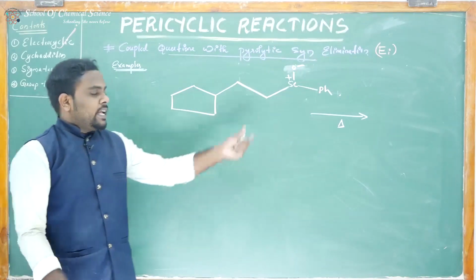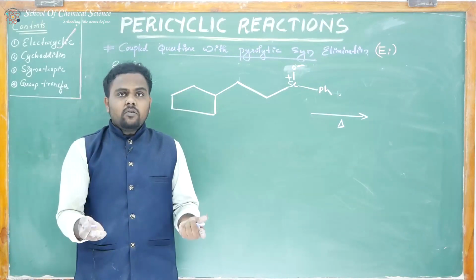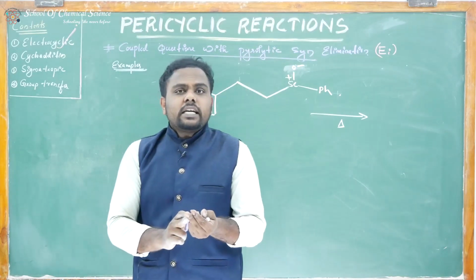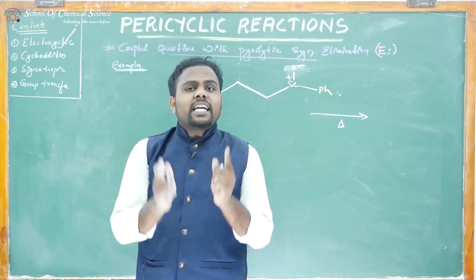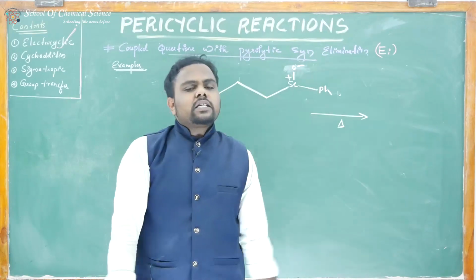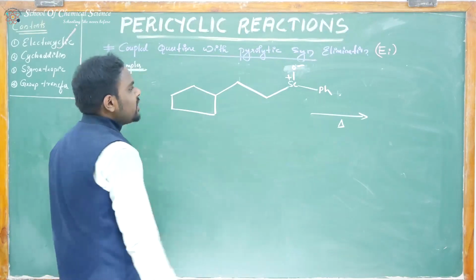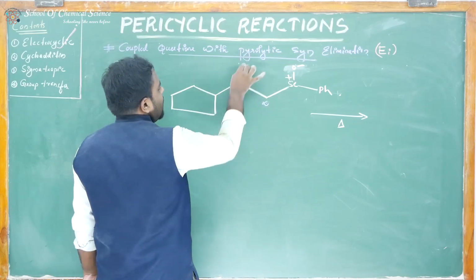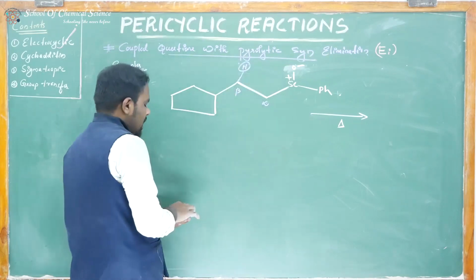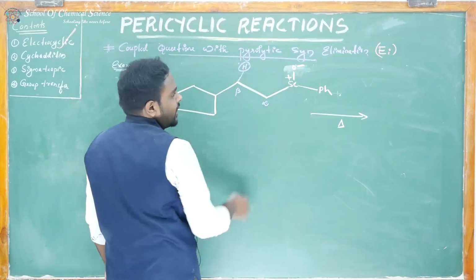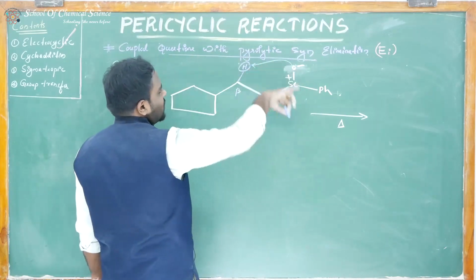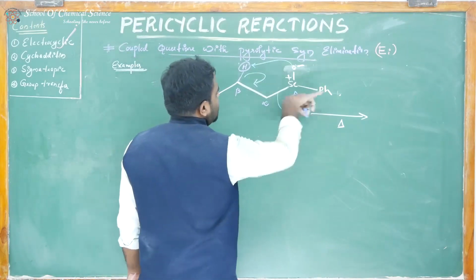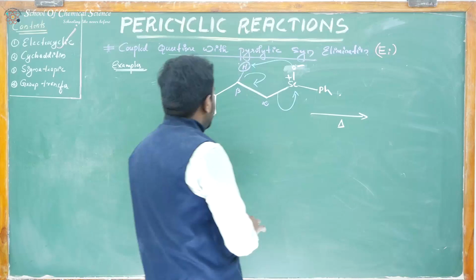Definitely this is a selenium oxide compound. Under thermal condition, selenium oxide, nitrogen oxide, sulfur oxide and ester undergo pyrolytic elimination. You have to consider the beta hydrogen. This is alpha, this is beta, and this beta carbon contains a hydrogen. So this O minus will interact with the beta hydrogen. This bond will shift towards this side, and the selenium is eliminated.